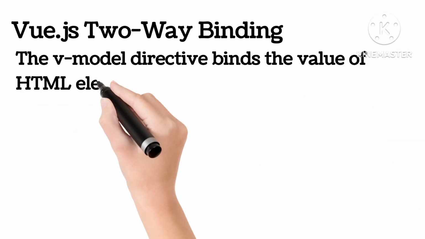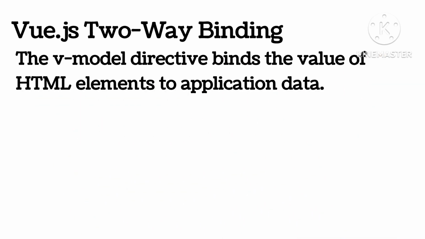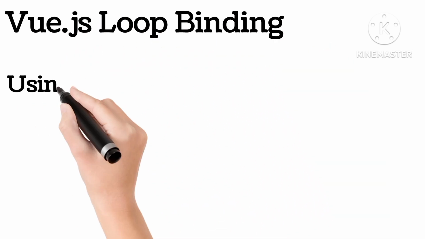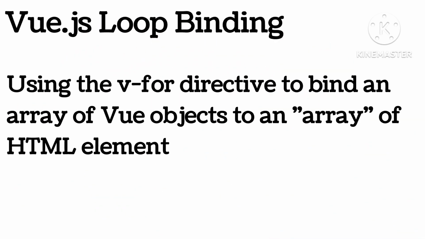Now let's have a look at Vue.js two-way binding. The v-model directive binds the value of HTML elements to the application data. Vue.js loop binding: using the v-for directive to bind an array of Vue objects to an array of HTML elements.